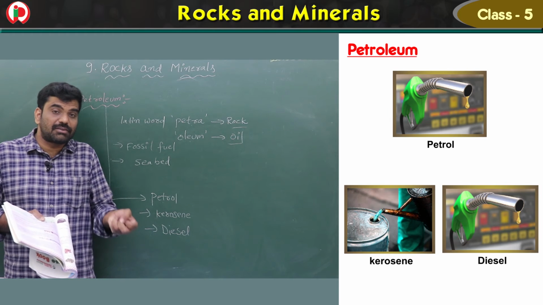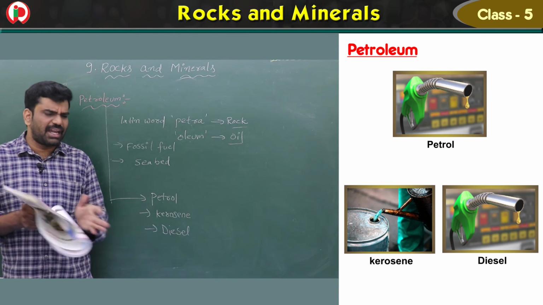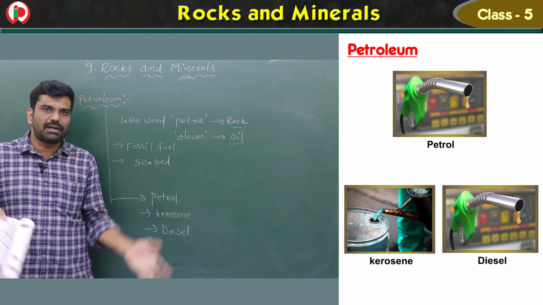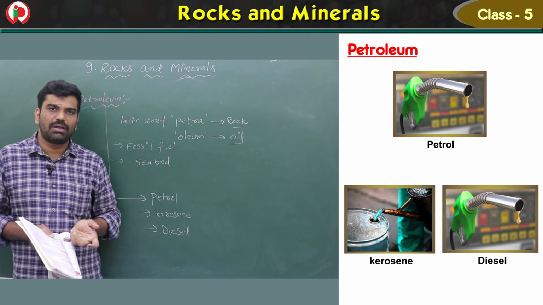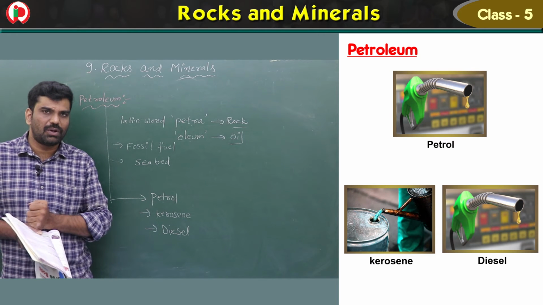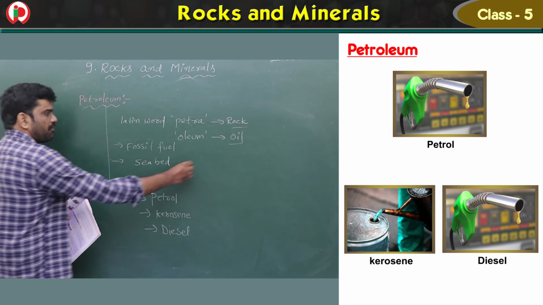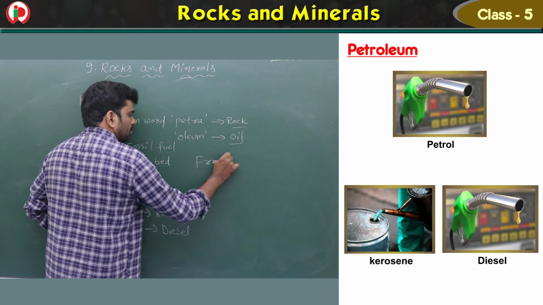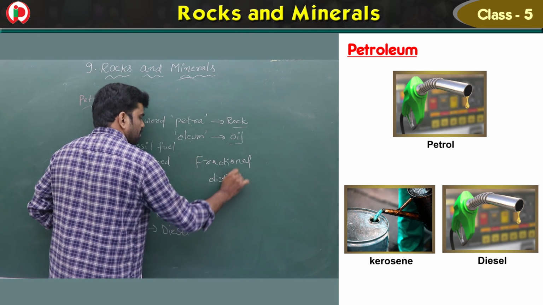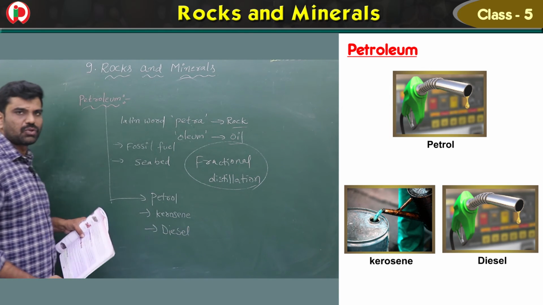Now, to extract this petroleum is a very difficult process. Okay, why? Because clay and mud were formed million years ago. We have to separate the clay and mud and take out this petrol, and taking out is nothing but extraction. While extracting the petrol, we use a process called fractional distillation. What is that process? Fractional distillation. By this process we can extract the petrol.